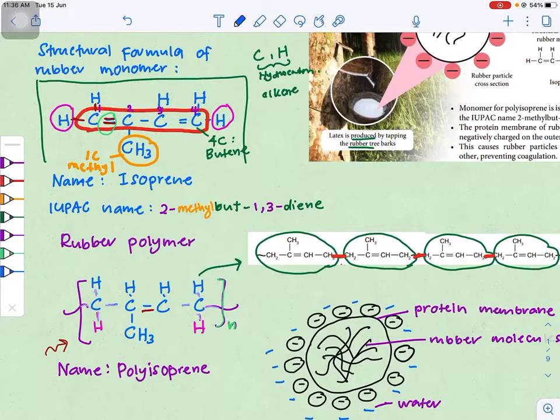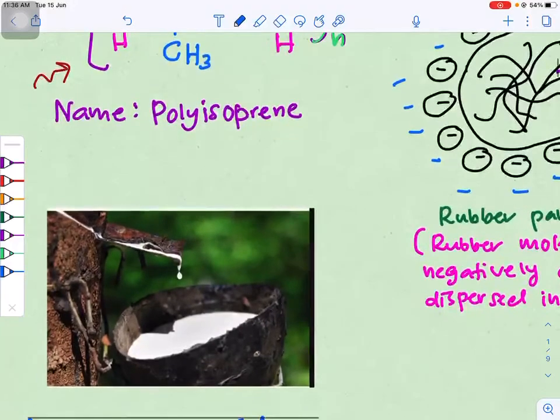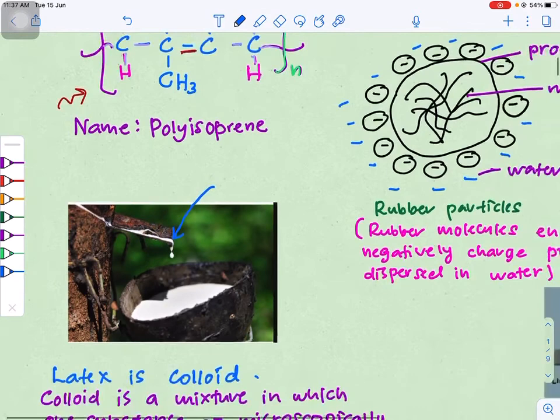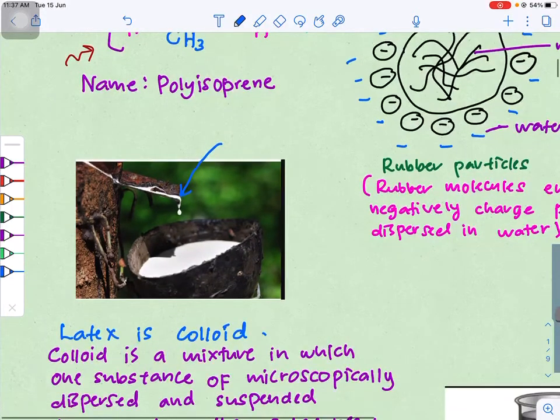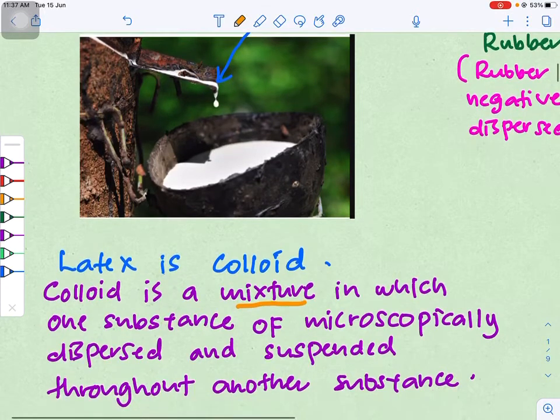So now look at the rubber particle cross section. Okay, so as we know, when we touch the rubber tree, apa yang kita akan nampak, we can see this white liquid come out from the rubber tree. Dia warna putih. Okay, so where is our polyisoprene? Mana sebenarnya polyisoprene? Okay, so for your information, actually latex is a colloid. What is colloid? Colloid is actually a mixture of one substance microscopically dispersed and suspended throughout another substance.